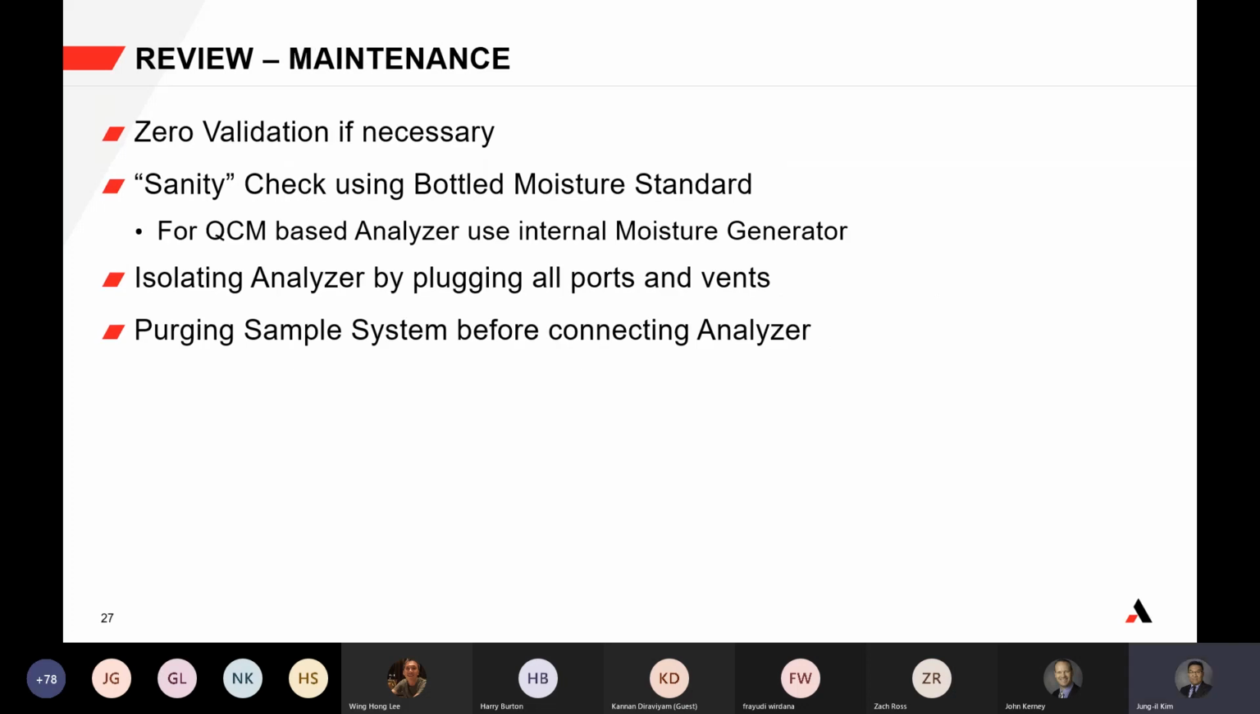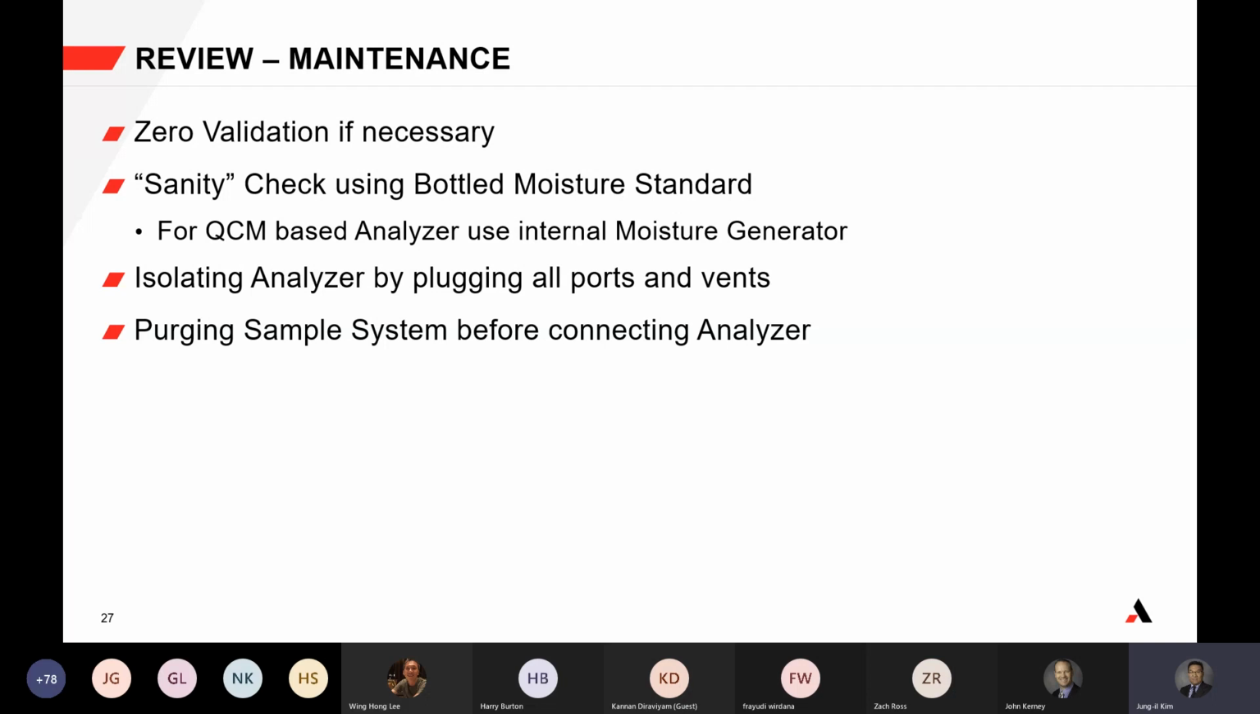And zero validation when necessary using zero gas, and make sure you know the quality of the zero gas that you are using if you are planning to not use a dryer. And use a bottled moisture standard more as a sanity check than something to actually calibrate your analyzer with.